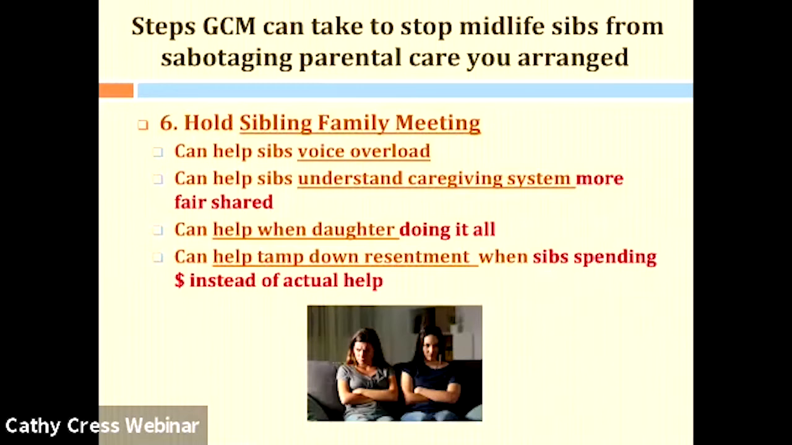And the family meeting can help tamp down resentment when the siblings are spending money instead of helping. And that's okay. If a family member wants to pay for the home care, that's all right. You don't have to show up to be a part of the shared care. So you need to really counsel them in that. And that's all part of the chapter that Rita Gottschalk wrote, and we'll move on.